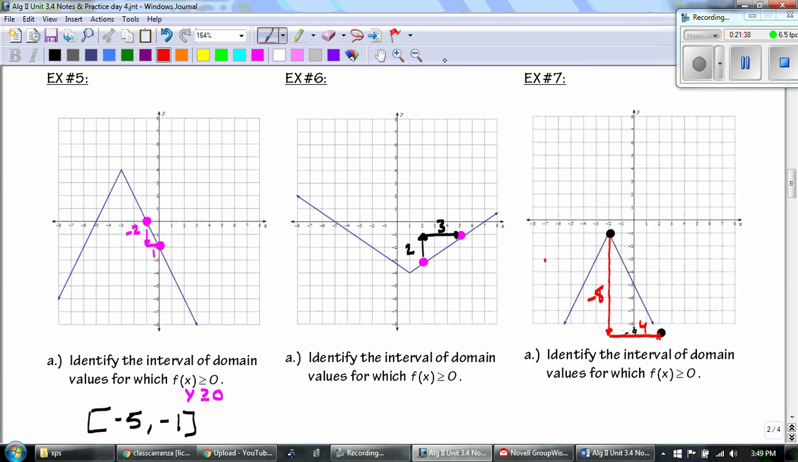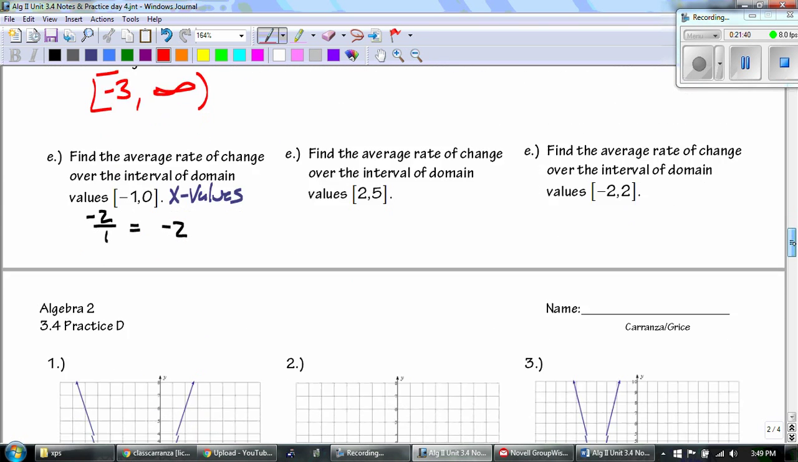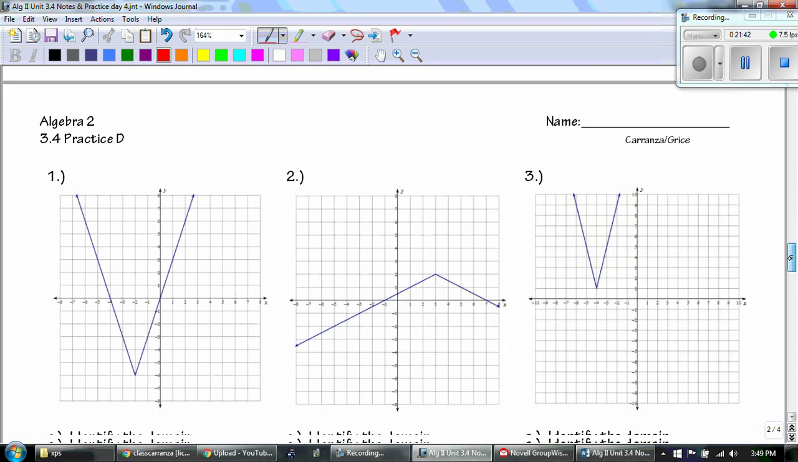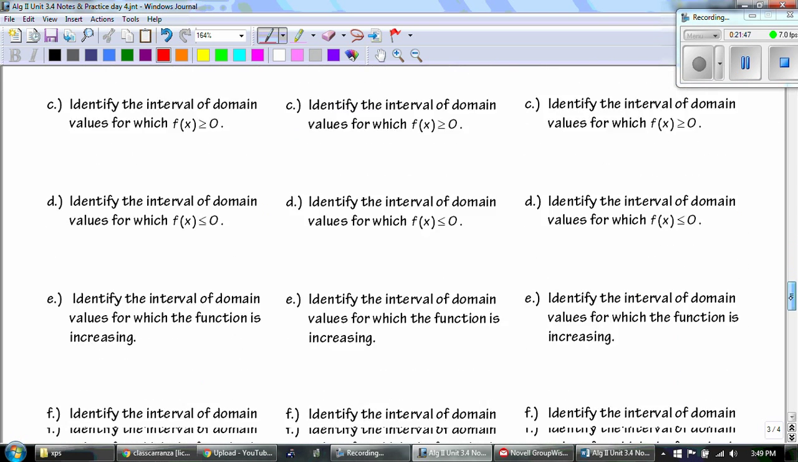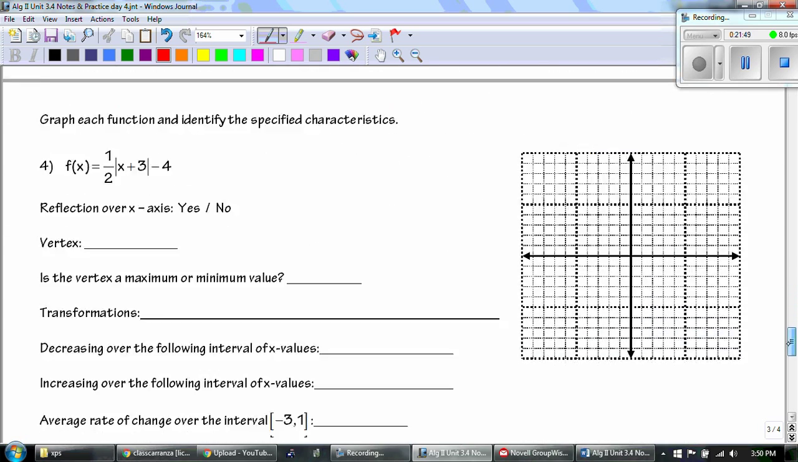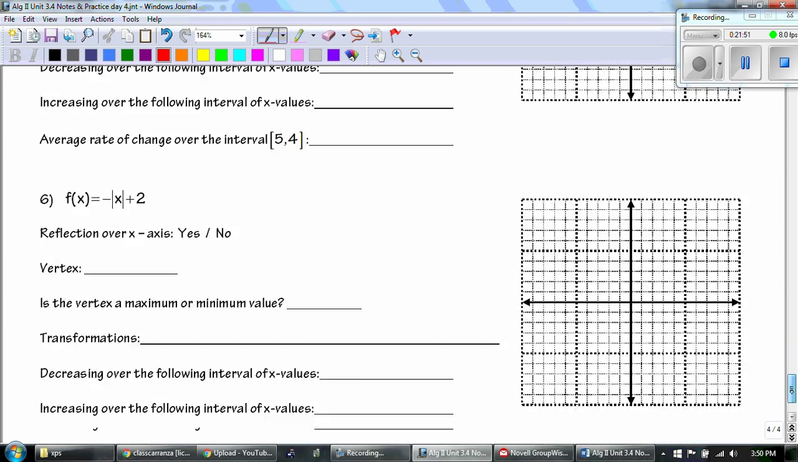All right, guys, so I know some of this can be very difficult. So if you have questions, please, please, please come in for extra help. All right? Your homework is 3.4 practice D. We're asking you guys some of the same types of questions and then some more reviewing.